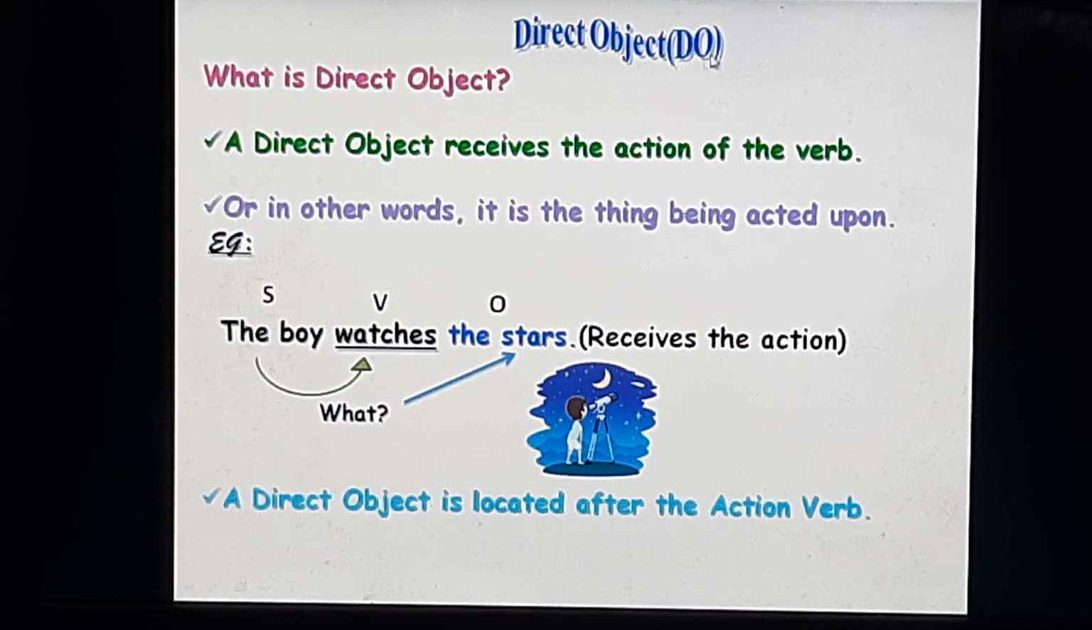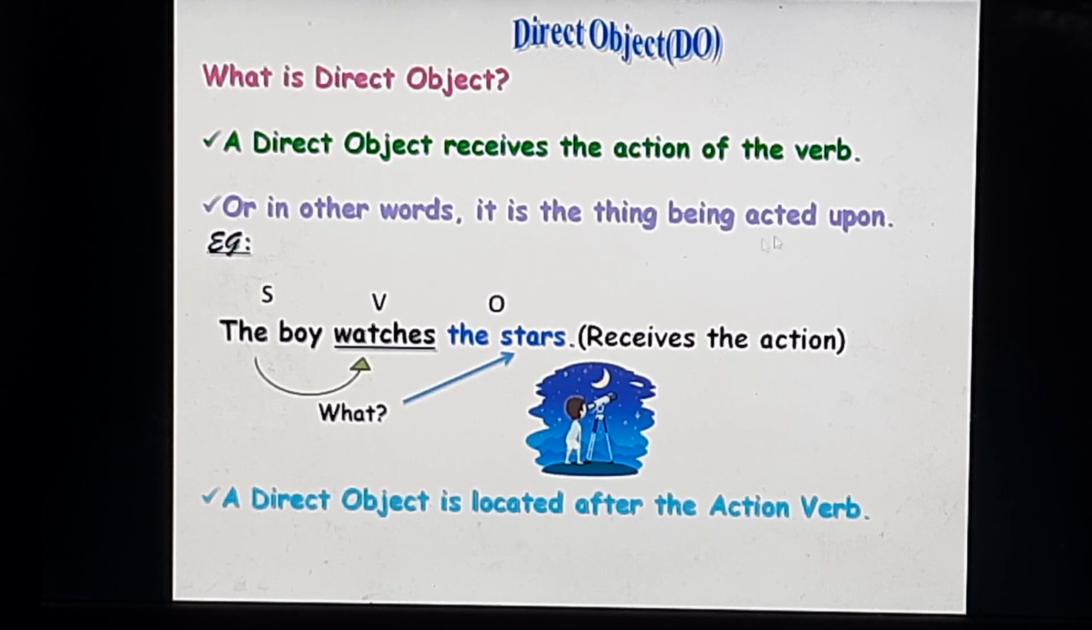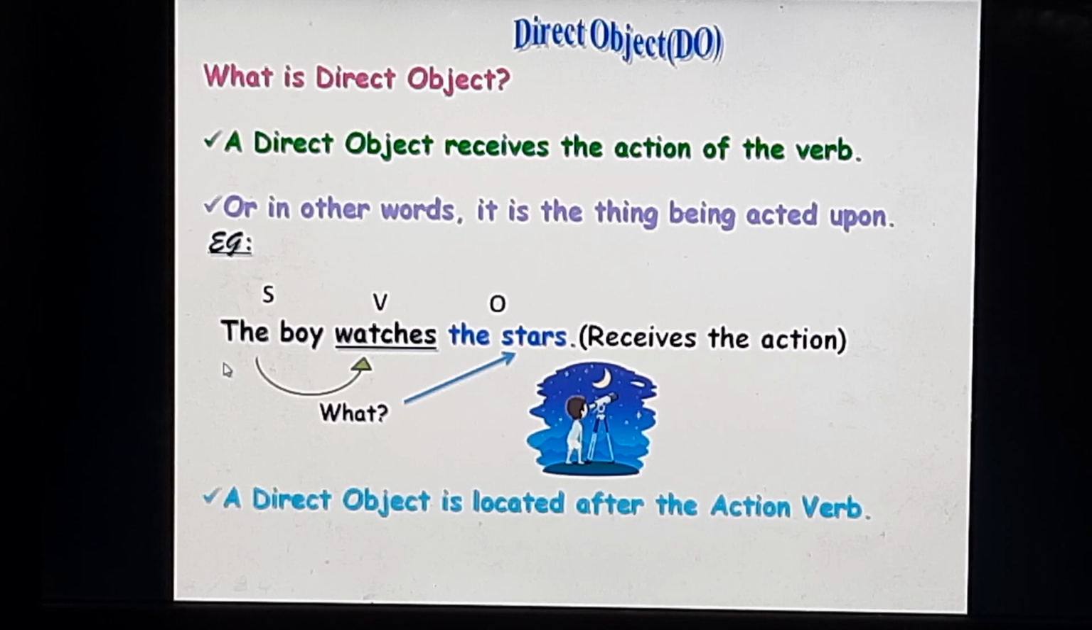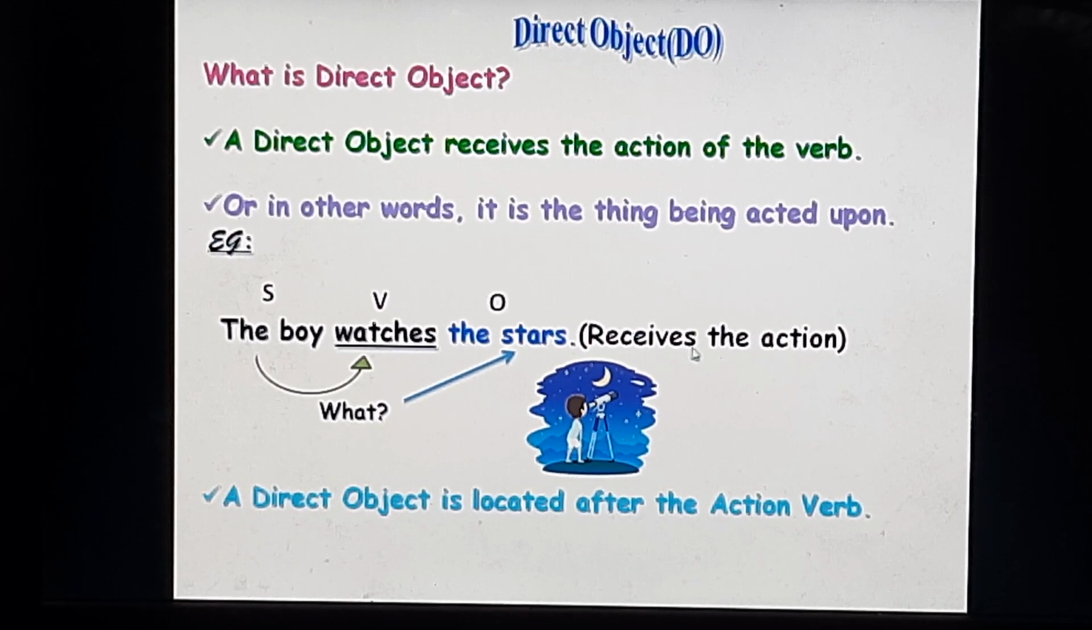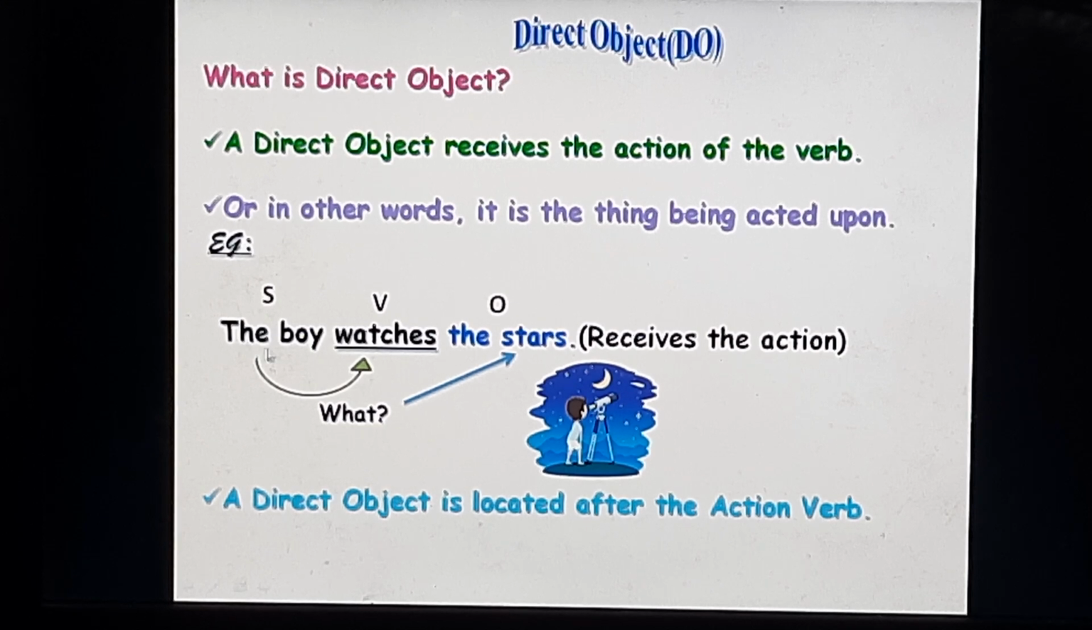Direct object, denoted by DO. A direct object receives the action of the verb. In other words, it is the thing being acted upon. Like in this example, the boy watches the stars. The boy is the subject, watches is the verb. Watches what? The stars. Stars is the object, which receives the action done by the subject, the boy.